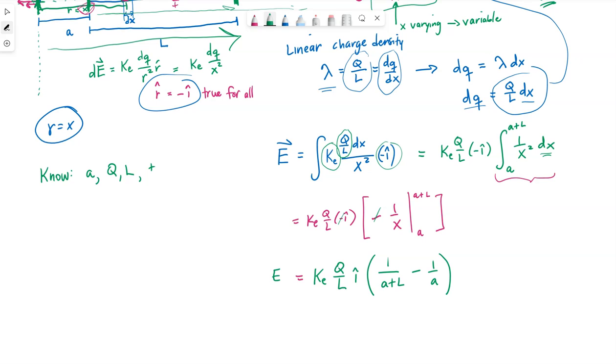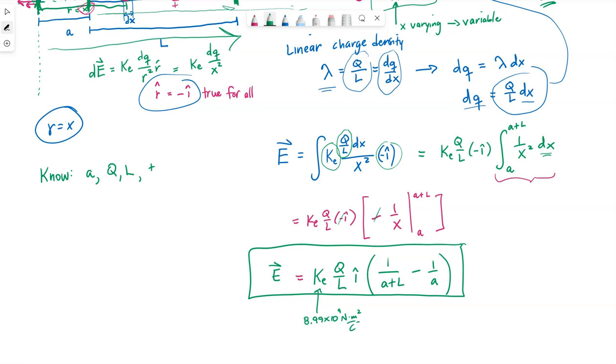So the overall electric field at that point can be calculated knowing our constant, 8.99 times 10 to the 9 newton meter squared per coulomb squared, the charge, the length, and A was how far from the end of the rod that the electric field will point. Now the negative sign will come back if we actually plug numbers in.